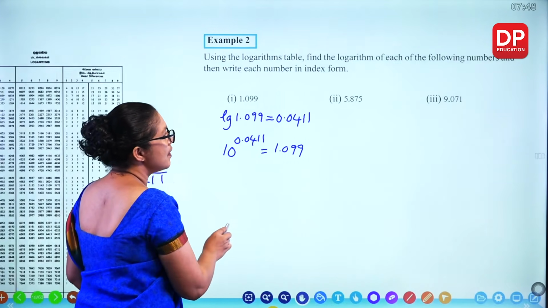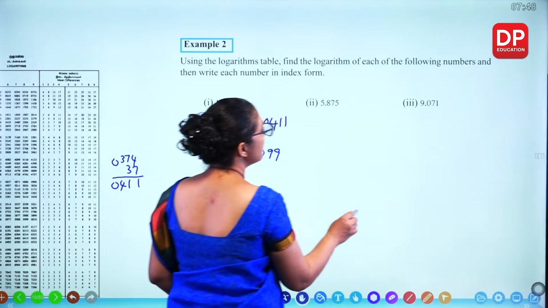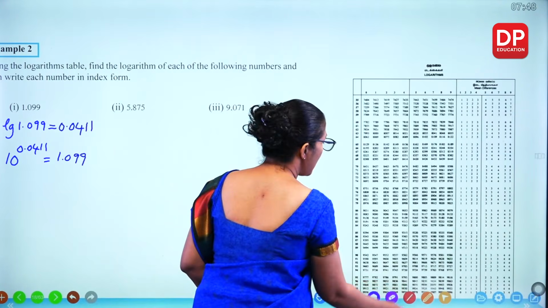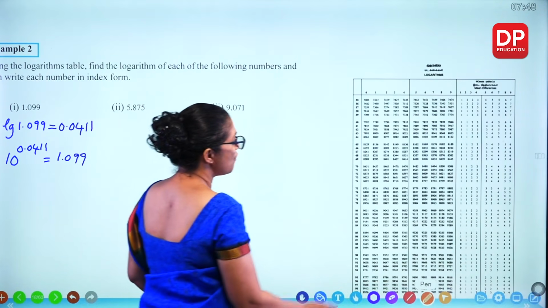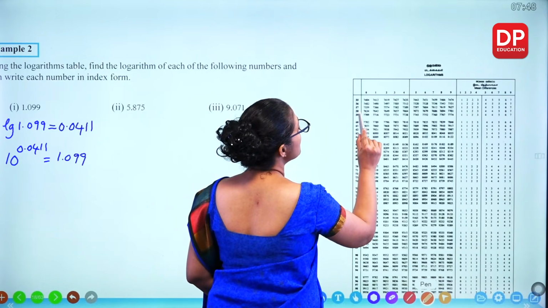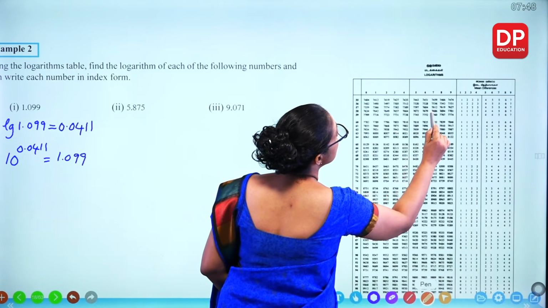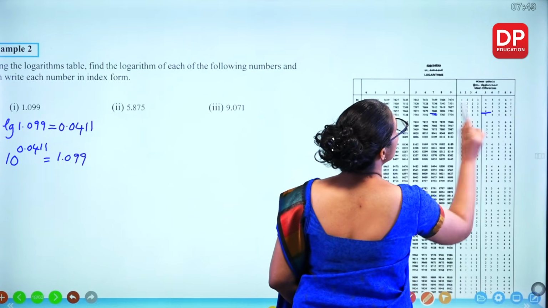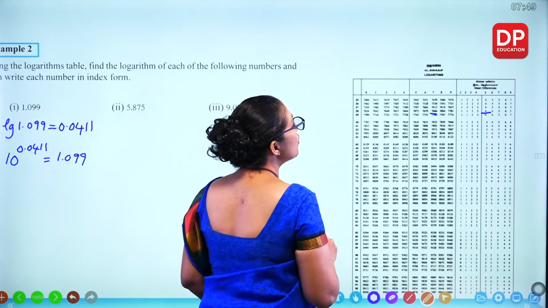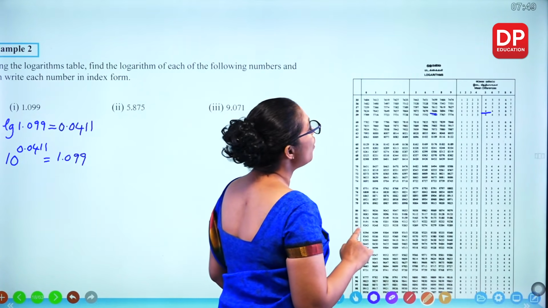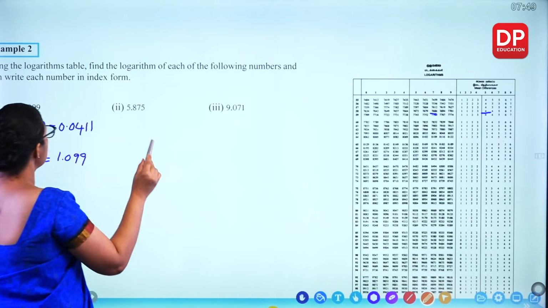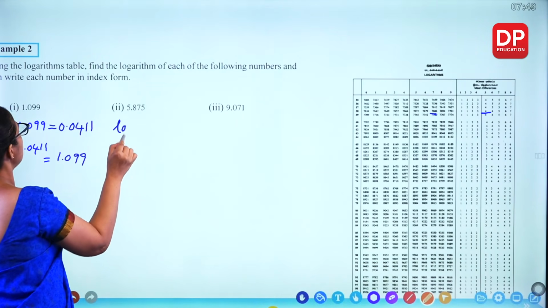Look at the next one, 58.75. We need to refer to the second table. 58.7 is this value and 5 is 4. So adding 86 plus 4, 90. 7690.